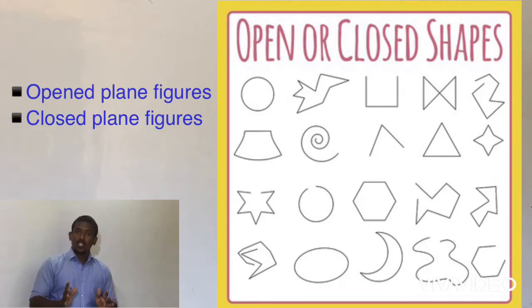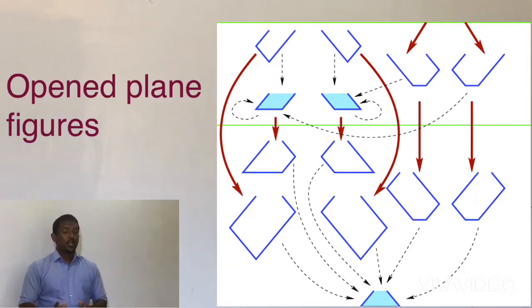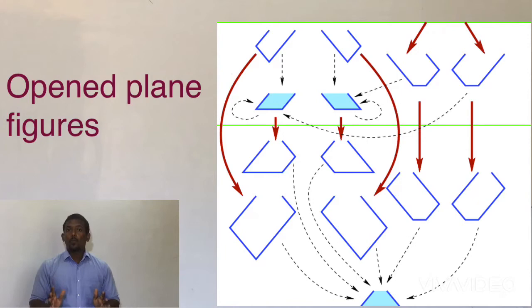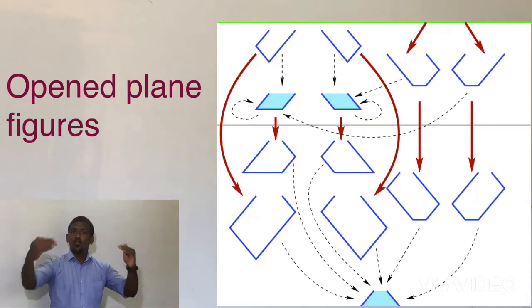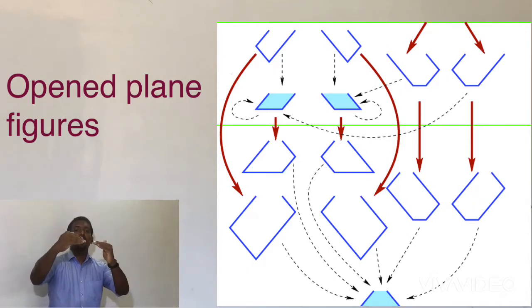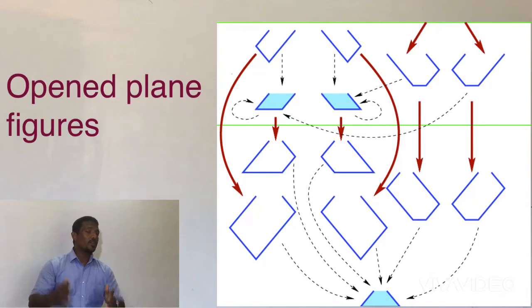Now let's see what open plane figures are. You can see some examples on the screen for open plane figures. Now examine these figures well. You can see there is an opening. The two lines never meet together. So that's why we name them open plane figures.